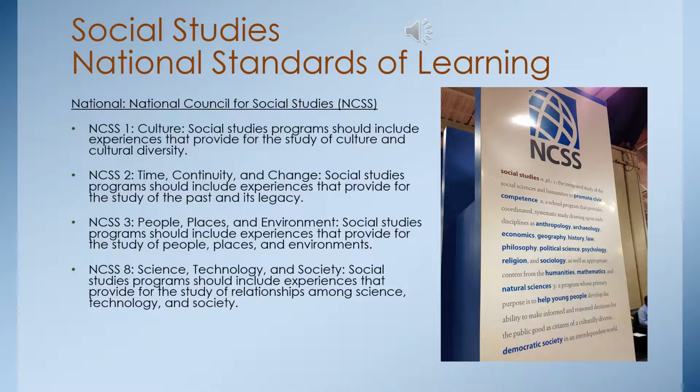The national standards set forth by the National Council for Social Studies for this particular unit include 1. Culture. Social studies programs should include experiences that provide for the study of culture and cultural diversity. 2. Time, continuity, and change. Social studies programs should include experiences that provide for the study of the past and its legacy. 3. People, places, and environment. Social studies programs should include experiences that provide for the study of people, places, and environment. And 8. Science, technology, and society. Social studies programs should include experiences that provide for the study of relationships among science, technology, and society.